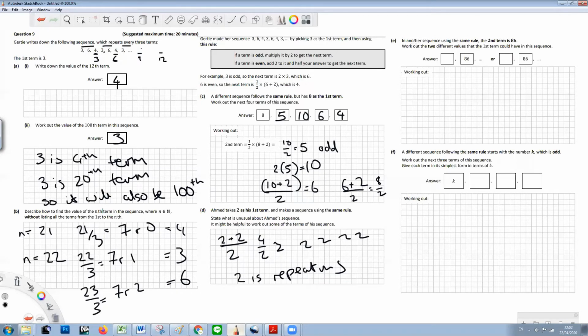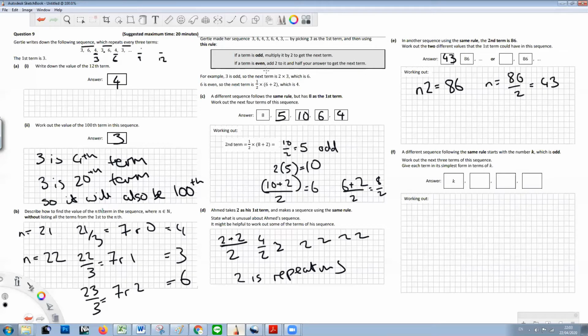In another sequence, moving up to part E, using the same rule, the second term is 86. Work out the 2 different values that the first term could be. We were told that if a term was odd, we'd multiply it by 2 to get the next term. So n times 2 is equal to 86, so n is 86 divided by 2, which is 43. So that's one possible term, if it was an odd number.